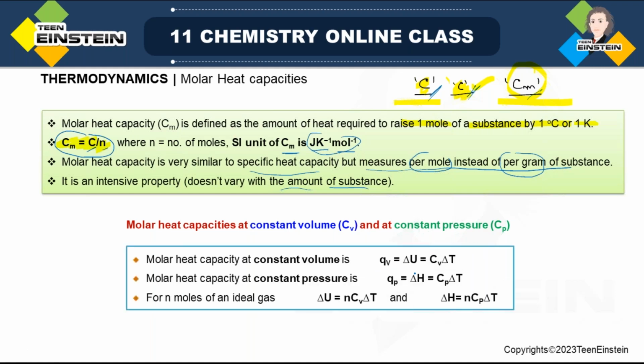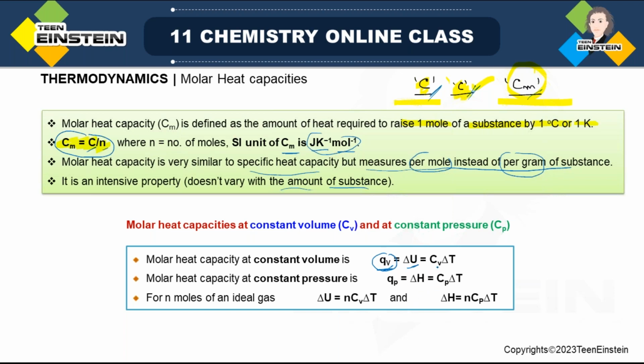So molar heat capacity, that is at constant volume. We know at constant volume, the corresponding amount of heat is QV. QV means the subscript is V. So QV is the amount of heat involved, denoted by QV when the condition is constant volume. And we also know that QV is equal to the change in internal energy.